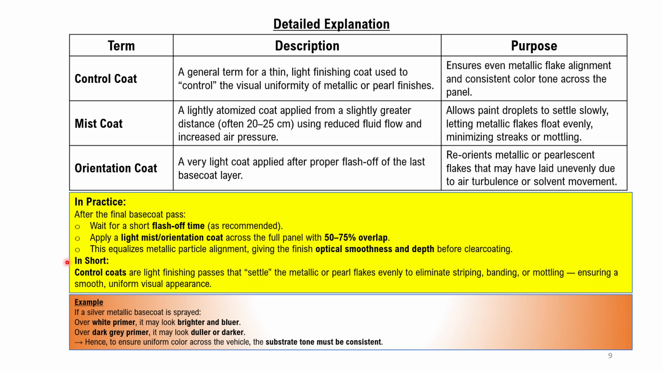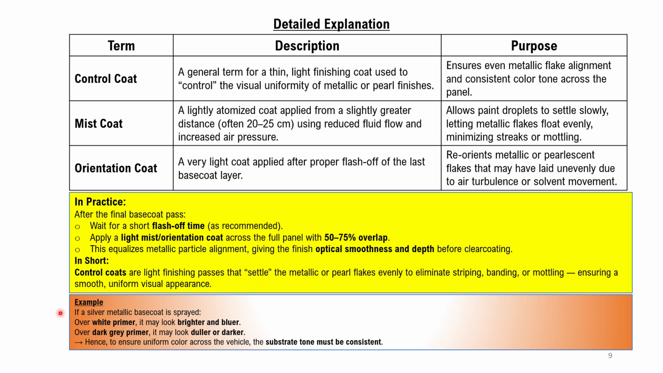In short, control coats are light finishing passes that settle the metallic or pearl flakes evenly to eliminate striping, blotching, or mottling, ensuring a smooth, uniform visual appearance.